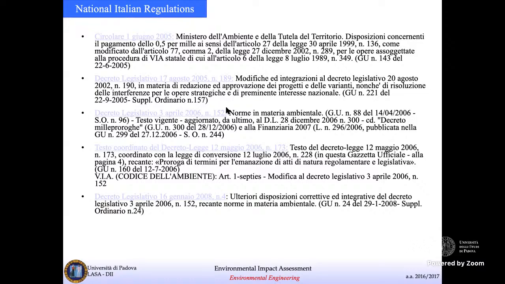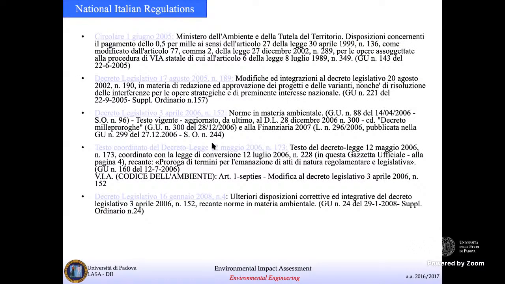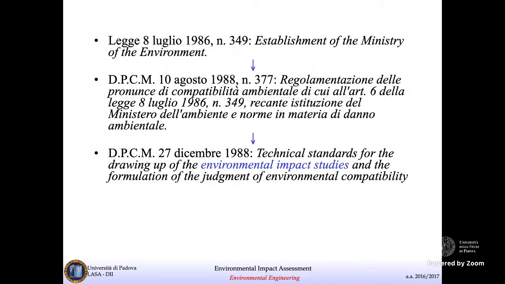Nowadays, we have more implementation and updates to these laws, but the turning point is really law number 152. But as I always tell environmental engineering students, it is the law that the Italian environmental engineer should know by heart, should keep at the side of his bed. So, all the reference for the environmental impact assessment procedure may be found in these laws.